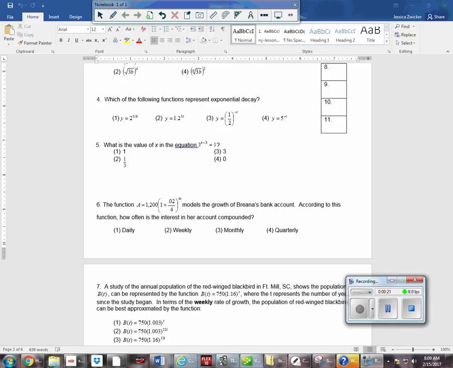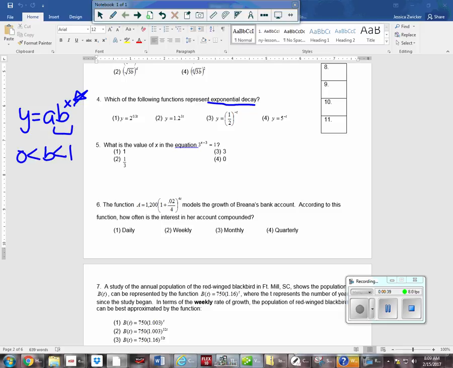So number 4 was a frequently missed question, and it asks you about exponential decay. We know that an exponential equation can be rewritten as a times b to the x power. Now, if they're talking about exponential decay, they're looking for b to be between 0 and 1, non-inclusive. And b is always whatever is being raised to the x power, or any variable.